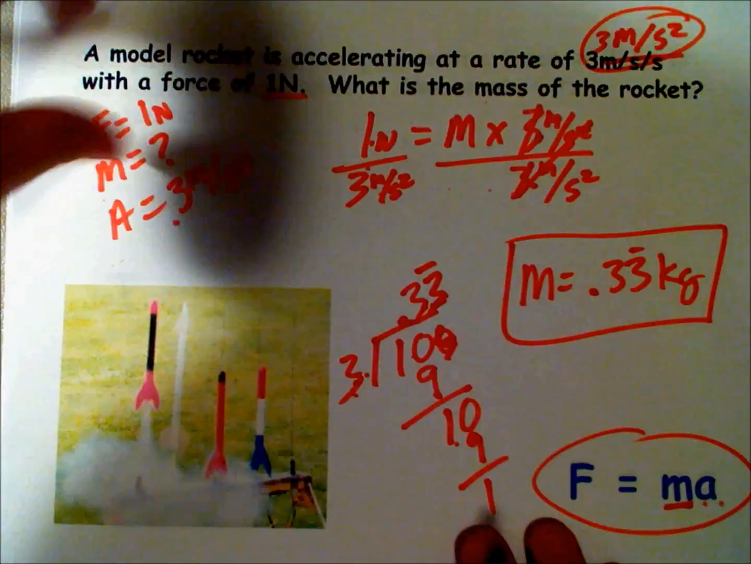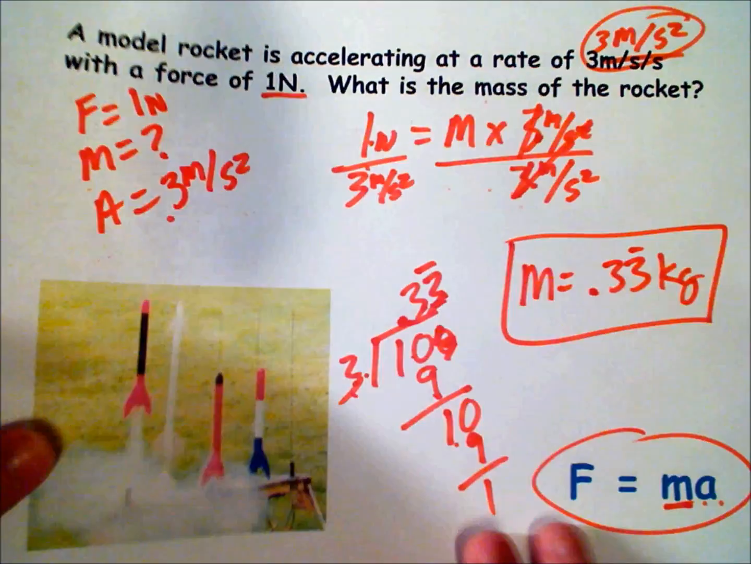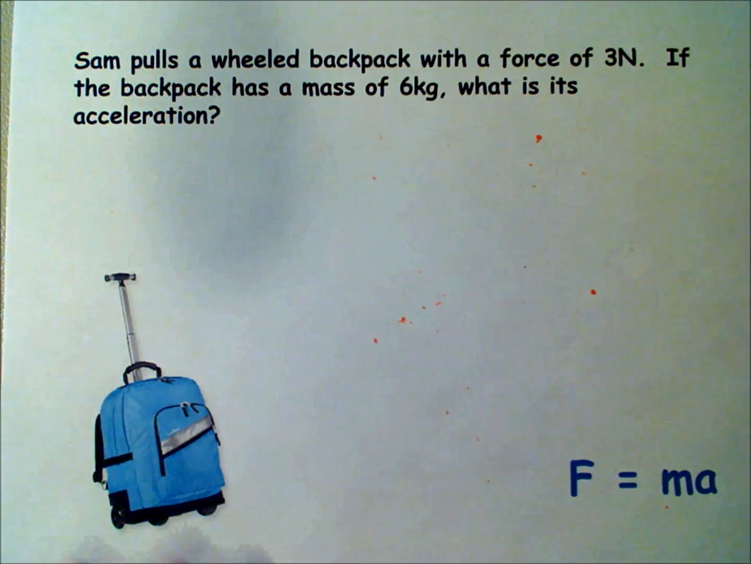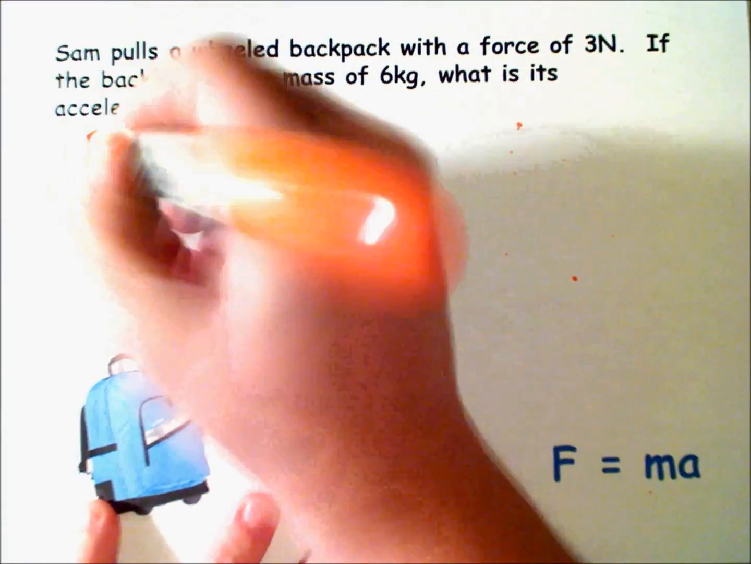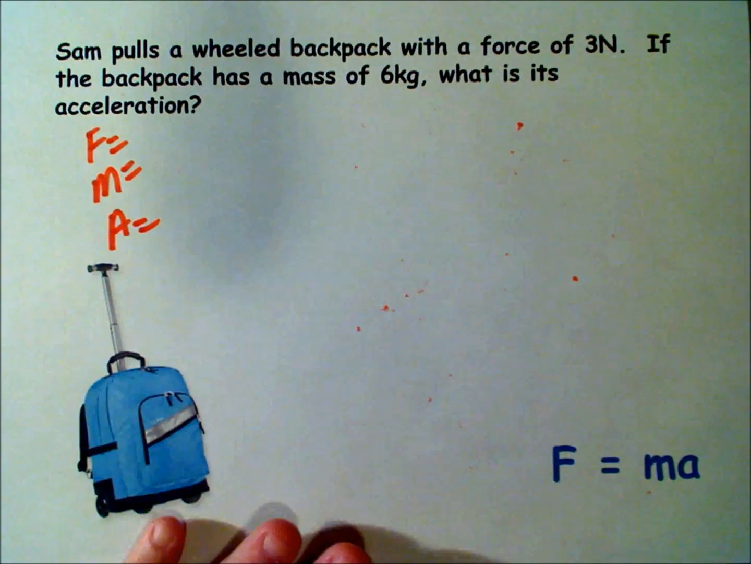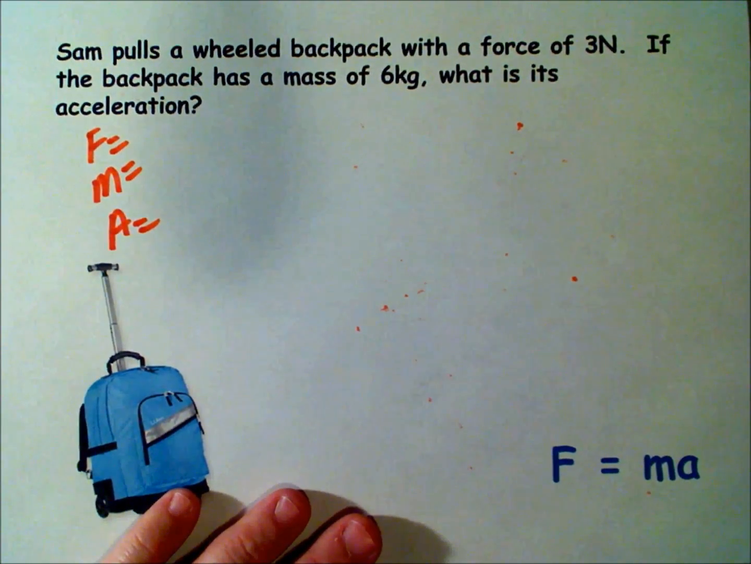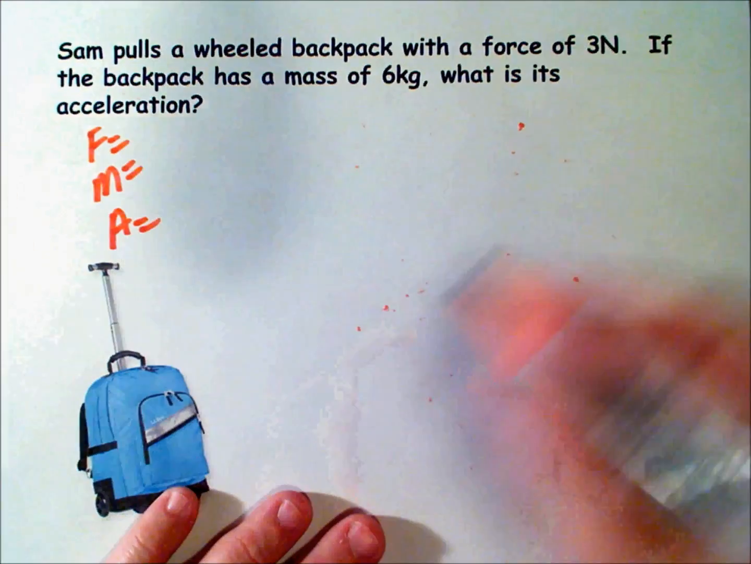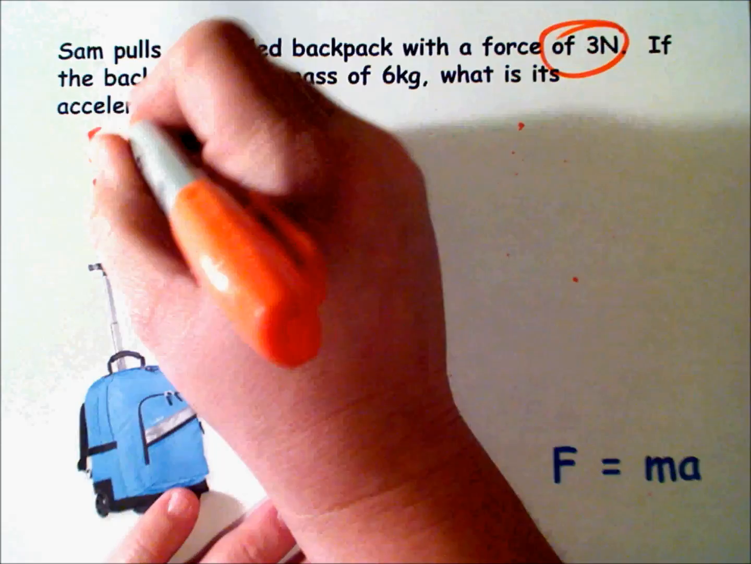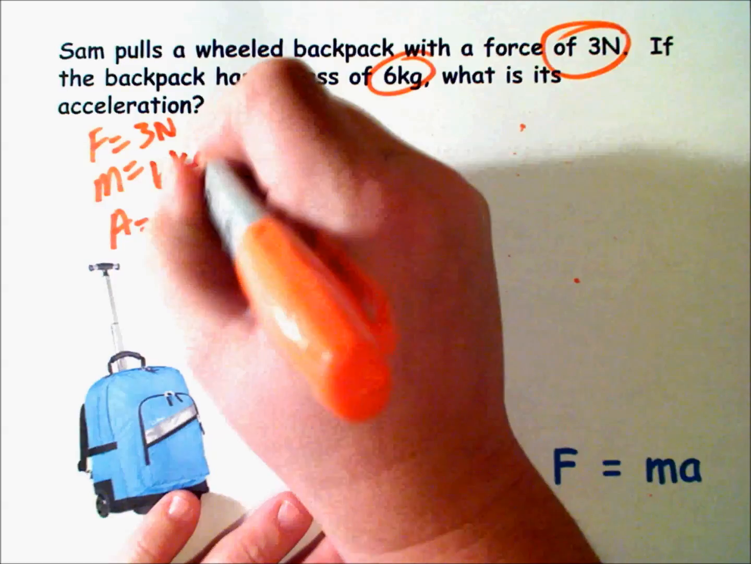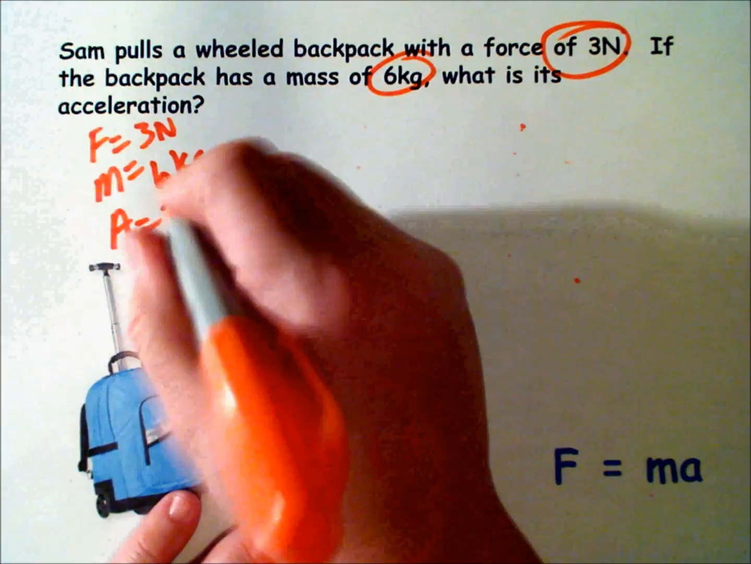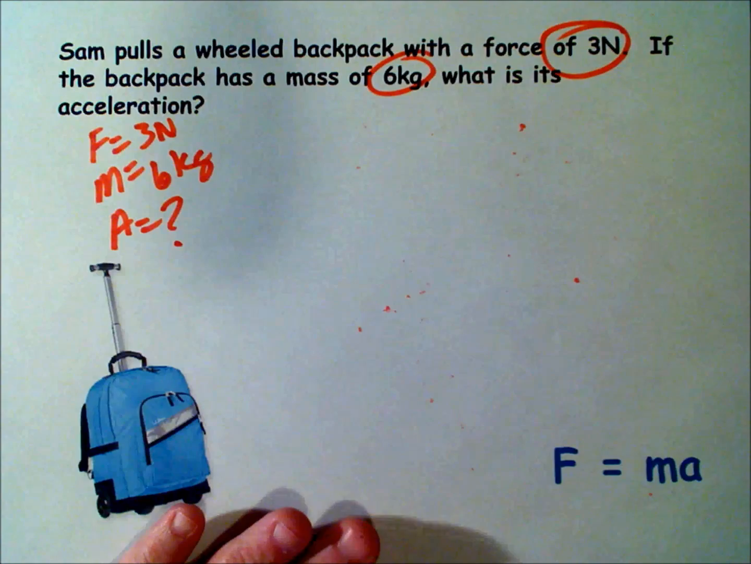Let's go ahead now and solve one final problem for acceleration. Again, we're going to read the problem, figure out what we know and what we don't know. Sam pulls a wheeled backpack with a force of 3 newtons. If the backpack has a mass of 6 kilograms, what is its acceleration? Now, the force is 3 newtons, always measured in newtons. Our mass is 6 kilograms. And our acceleration is what we don't know. We're going to try to figure out what the acceleration is.